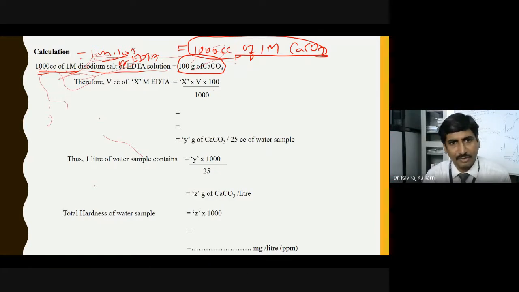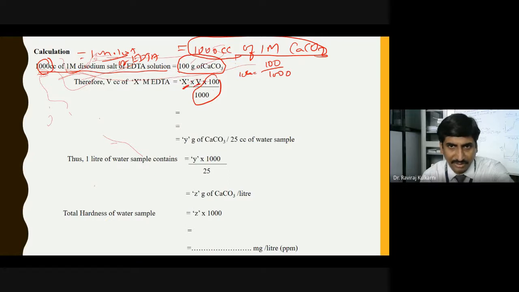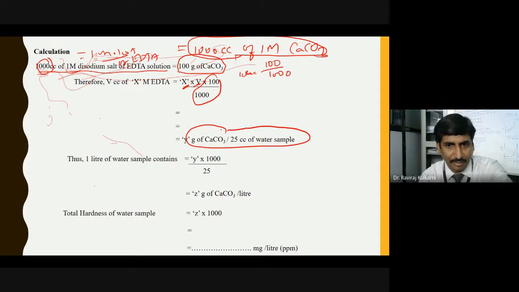So you have to multiply V into X into 100 divided by 1000. Okay, this 1000 you have to divide. 1 cc of 1 molar EDTA corresponds to 100 divided by 1000 of calcium carbonate. Okay, but our burette reading is different and the concentration of EDTA is also different, so I have to multiply that. So you get Y gram of calcium carbonate, Y gram of calcium carbonate equivalents actually.